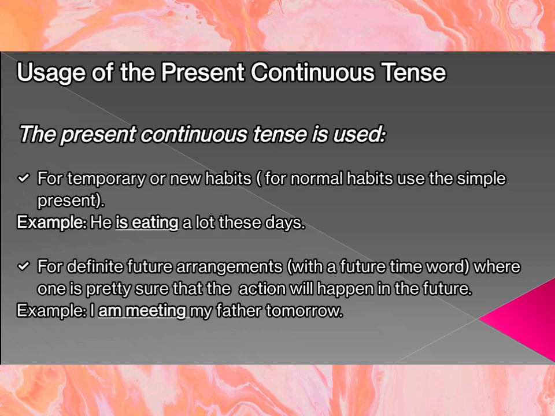For temporary or new habits. For normal habits, use a simple present tense. Example: he is eating a lot these days. For definite future arrangements, where one is pretty sure that the action will happen in the future. For example, I am meeting my father tomorrow. I am going to London next week.